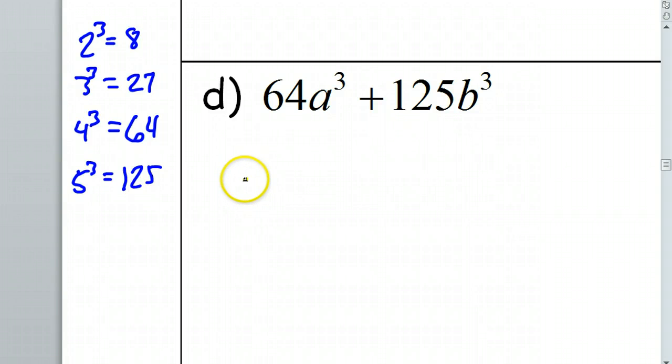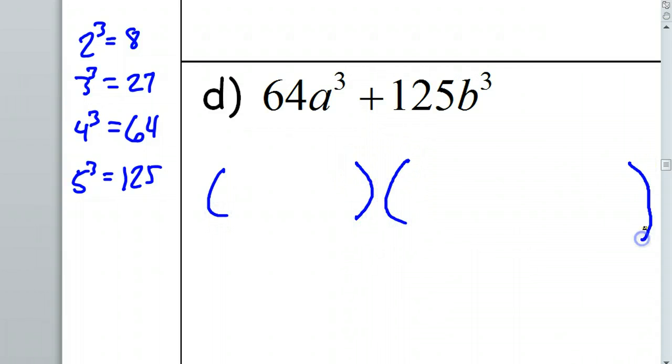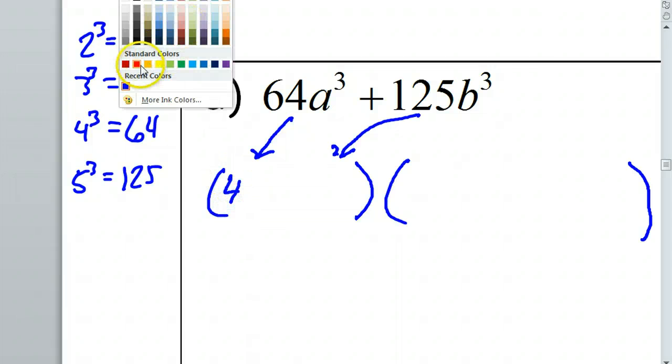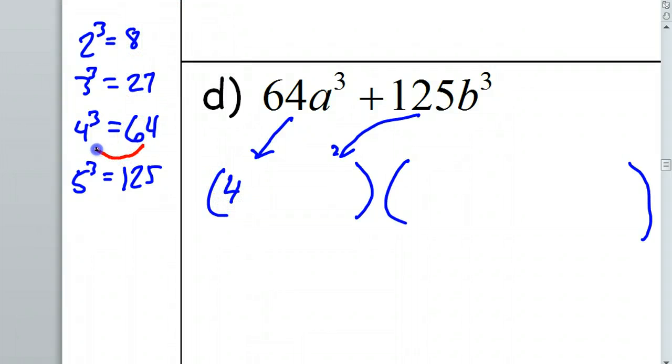Here's how we factor the sum of 2 cubes. It's always going to factor as a binomial times a trinomial. The binomial is just going to be the cube root of both terms. So what's the cube root of 64? 4. Right, that 64 comes from 4. You see what I'm saying? It's like uncubing the 64 back to a 4 again. Okay?